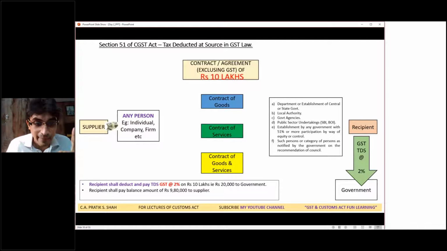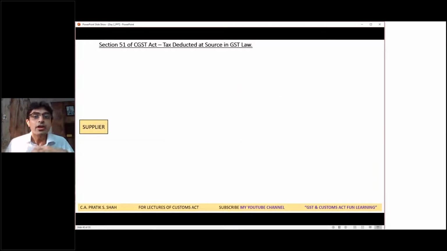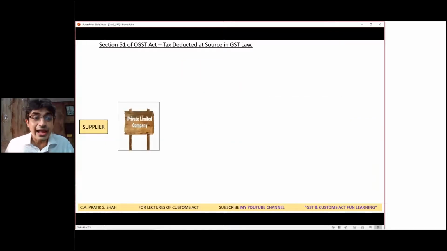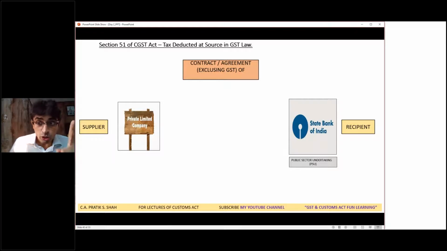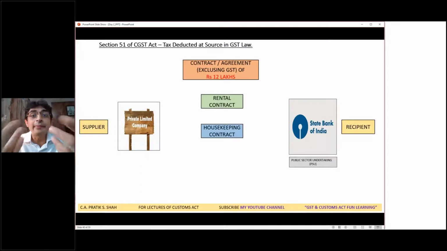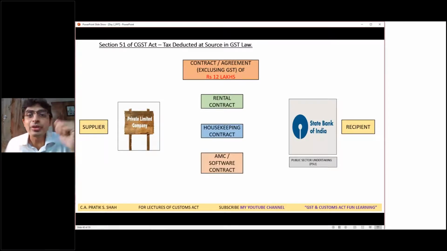This is one example I would like to give. Suppose I am a supplier, a private limited company. Recipient is State Bank of India. So I am supplying services to the State Bank of India. The contract is of rupees 12 lakh. It could be any contract: I am giving rental service, housekeeping service, or AMC service, annual maintenance contract. Such kind of services I am giving to State Bank of India.